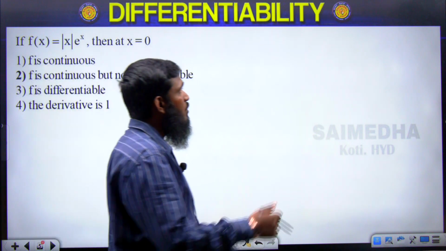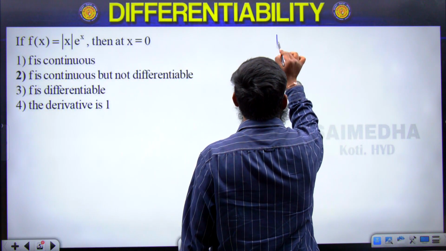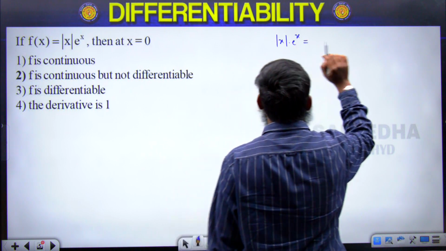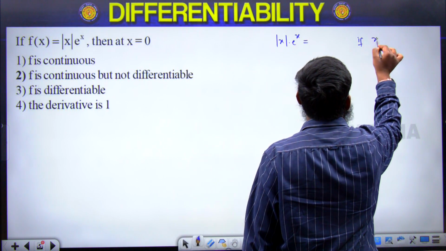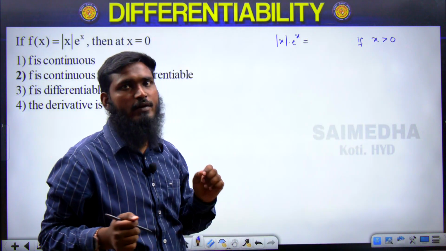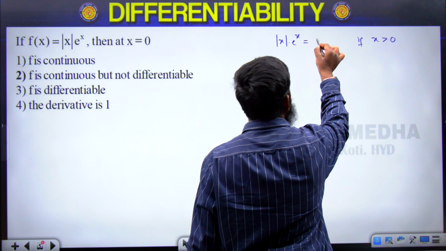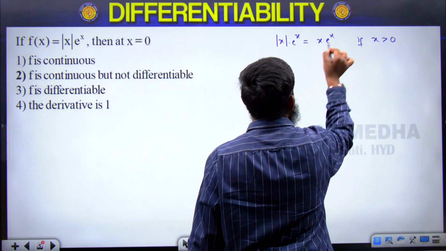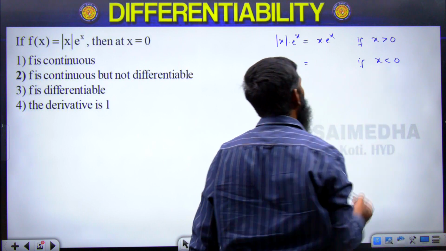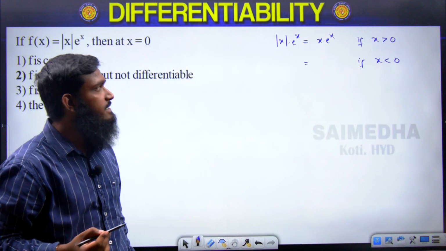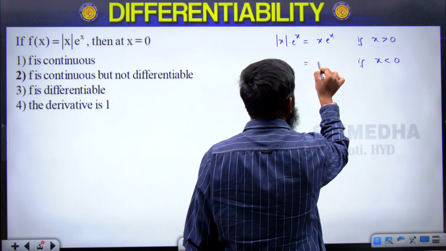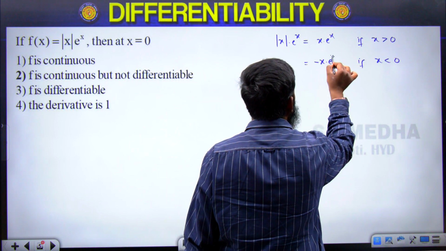First, as we are having modulus, let us change this. What we are having, mod x into e power x is equal to: if x is greater than 0, mod x we have to take as plus x, so we are taking this part as x into e power x; if x is less than 0, mod x we have to take as minus x, so we are taking this part as minus x into e power x.